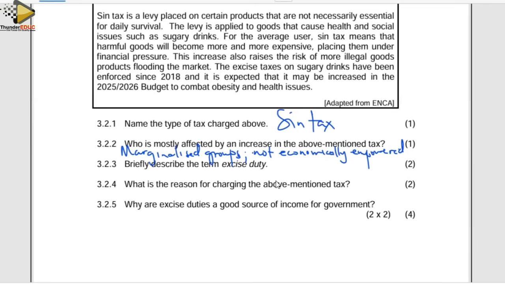Right, briefly describe the term excise duty. We are talking of an excise duty. We are looking at a tax imposed on certain luxury items.